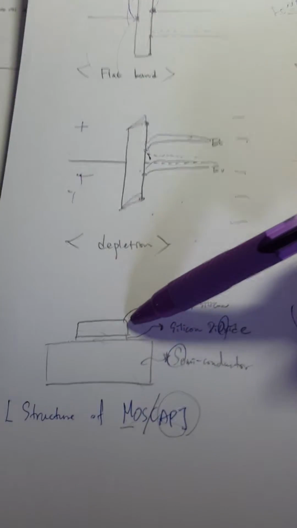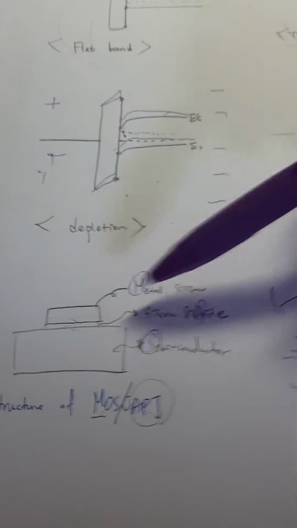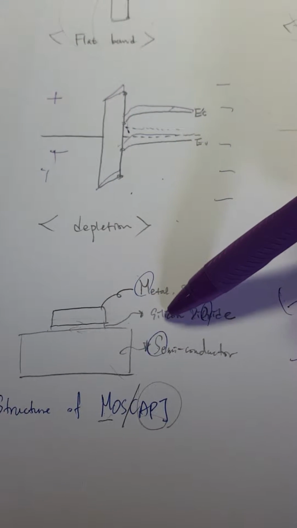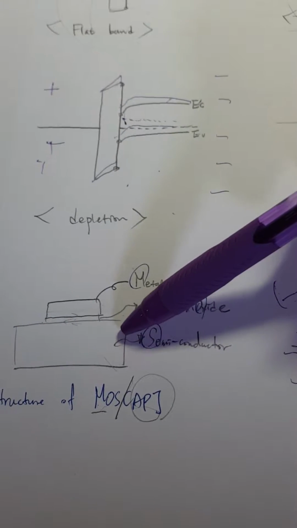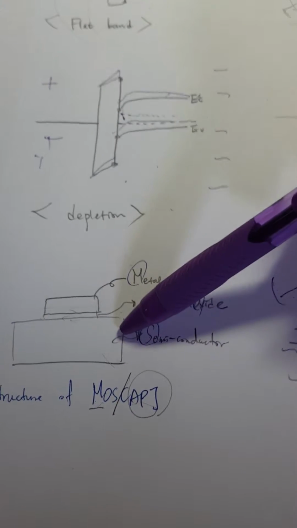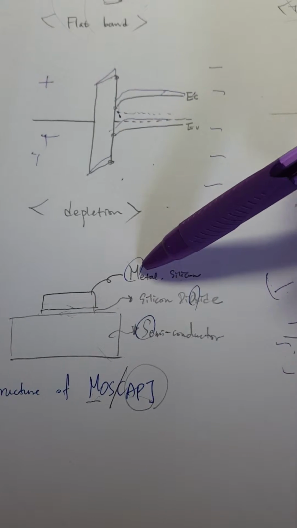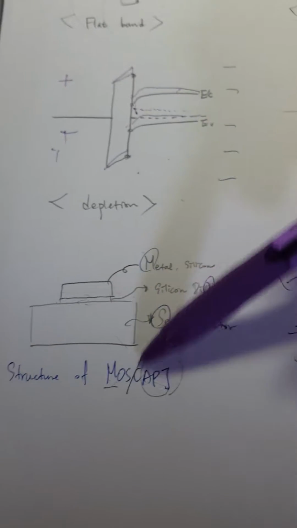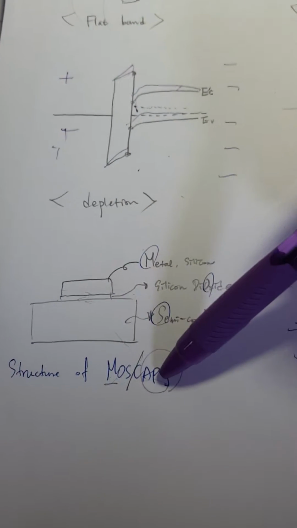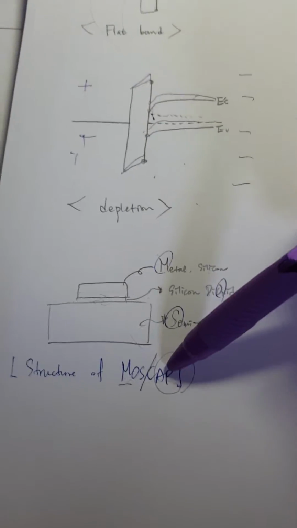There is the MOSCAP, and the top part is made of metal or silicon. The second one is thin, and it's made of oxide. And this one is called the body or bulk, and it's made of semiconductor. So there's M for metal, O for oxide, and S for semiconductor. So we call it MOS cap, with capacitor for cap.